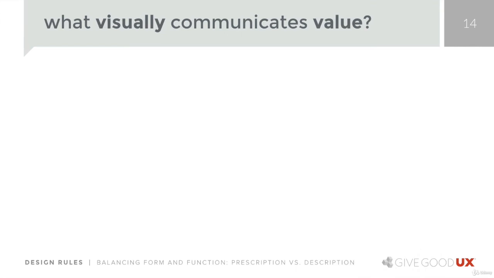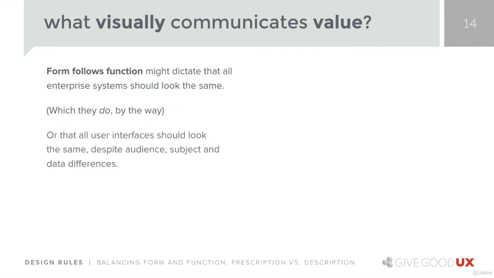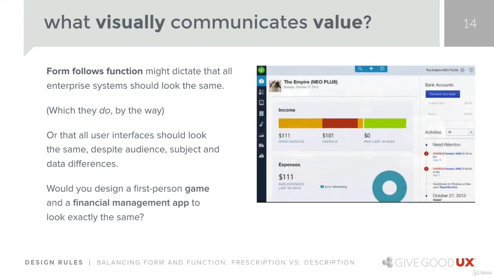What visually communicates value? Form follows function might dictate, for example, that all enterprise systems should look the same, which unfortunately they often do. Or that all user interfaces should look the same despite the audience, despite the subject, despite data differences. Would you design a first-person game and a financial management app to look exactly the same? All right, no, they're two different things. Two different audiences, two different purposes, two different sets of content. Two completely different things that exist for different reasons.